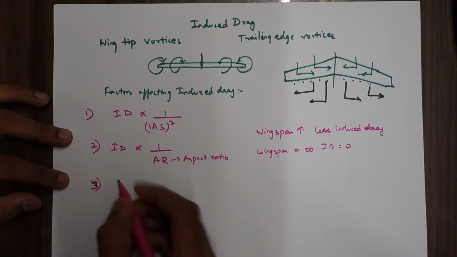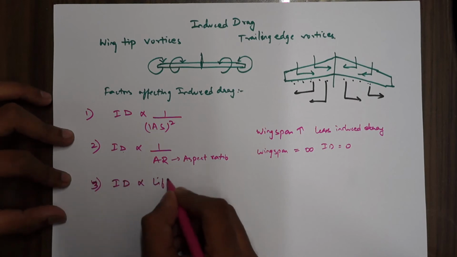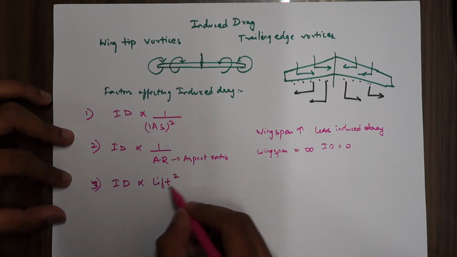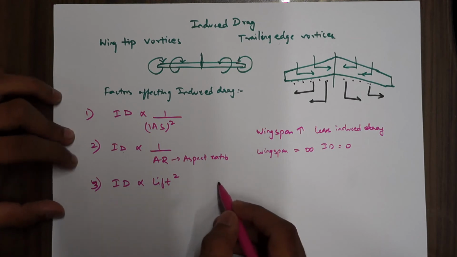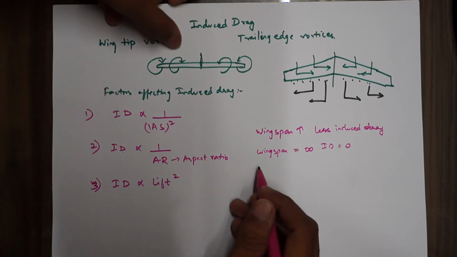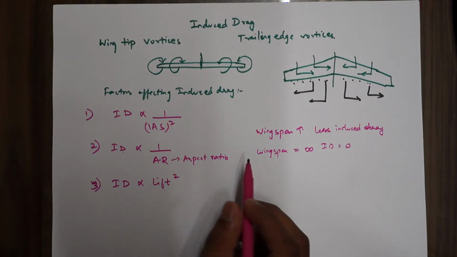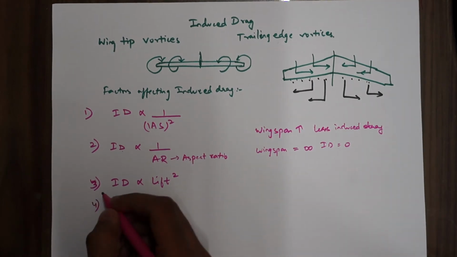Third one is, induced drag is directly proportional to the lift square. The more the lift, the more the induced drag. And if you can see, this happens during takeoff, landing, roll, and so on. So when lift is generated, induced drag will be increasing.